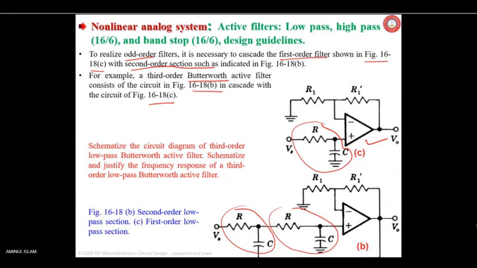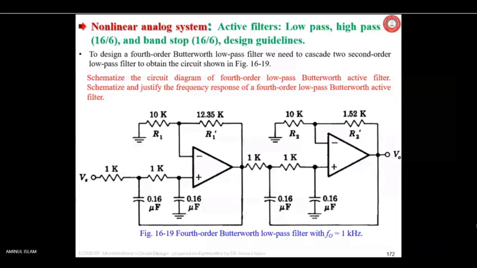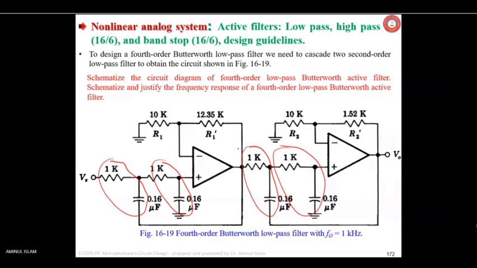But if you want to go for fourth order, it will be clear here. You see the fourth order Butterworth low pass filter. This is one pair, second order. Here is also second order. Two second order sections have been cascaded to get a fourth order Butterworth. Could you understand? Without going into much detail, you can just glance at the circuit and understand the order of the filters.